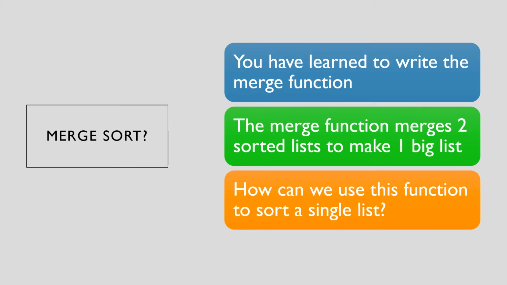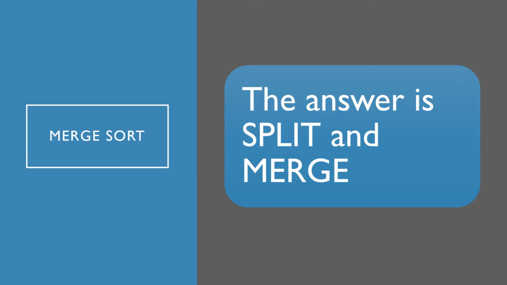Last lesson, you wrote a Python program which included a merge function, and we're going to reuse that merge function. The merge function takes two sorted lists and makes one big sorted list. Now let's think about how we can use that to sort an unsorted list. The answer is that we split the list into lots and lots of little lists, and then we use the merge function to merge all those lists back together in sorted order.